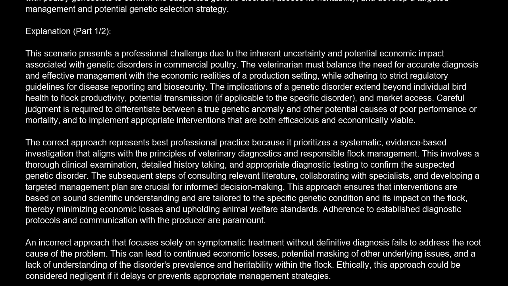The implications of a genetic disorder extend beyond individual bird health to flock productivity, potential transmission, if applicable to the specific disorder, and market access. Careful judgment is required to differentiate between a true genetic anomaly and other potential causes of poor performance or mortality, and to implement appropriate interventions that are both efficacious and economically viable.